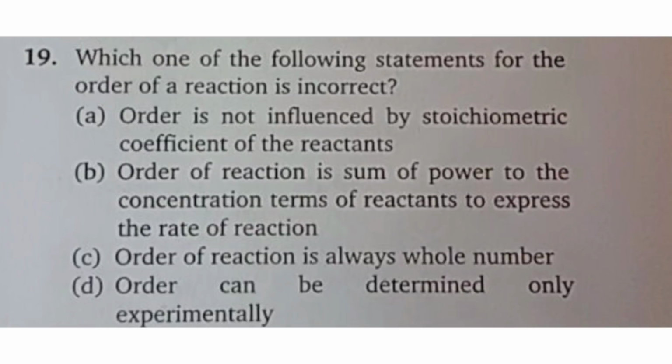The next one: which one of the following statements for the order of a reaction is incorrect? The options are: order is not influenced by the stoichiometric coefficient of reactants; order of reaction is the sum of powers of the concentration terms of reactants; order of reaction is always a whole number; order can be determined only experimentally. So from this, the right one is option C. Order of a reaction is always a whole number is the incorrect one from the options. So the right one is option C.